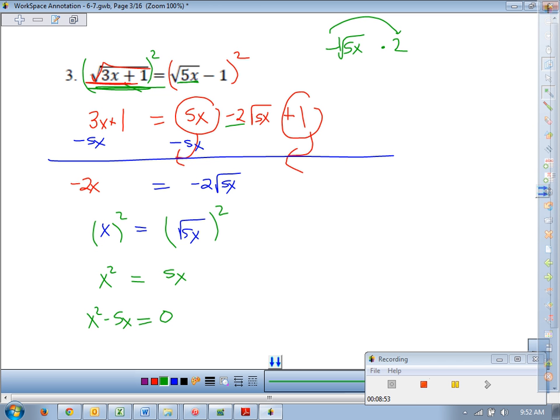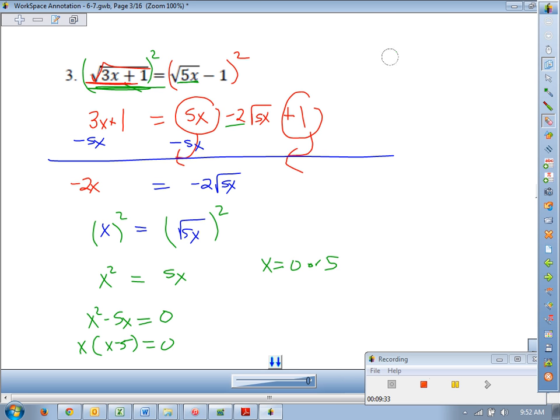What's the first thing to check for in factoring? GCF. GCF. Is there a GCF we can pull out of this guy? Yep, we can pull an x out of every guy. So it's really x times x minus 5 equals 0. With me? Now let's solve for x. What could x equal? X could equal 0 or 5. You down with that?